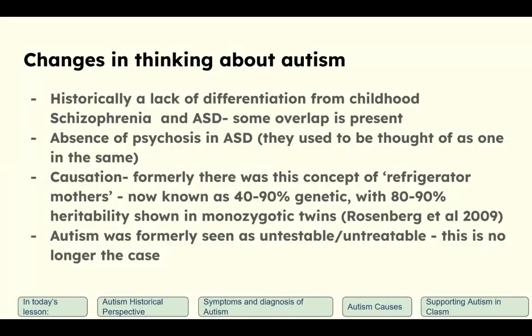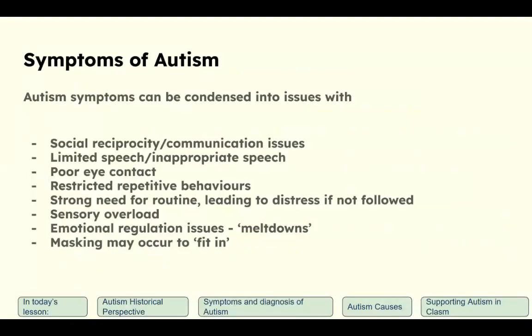Autism was formerly seen as an untestable and untreatable condition, and this is no longer the case due to advances in behaviorism and various interventions. Symptoms of autism can be condensed into issues with social reciprocity and communication issues, limited speech, poor eye contact, restricted repetitive behaviours, strong need for routine, leading to distress if it's not followed, sensory overload, emotional regulation issues, including meltdowns, and masking as a result of trying to fit in.